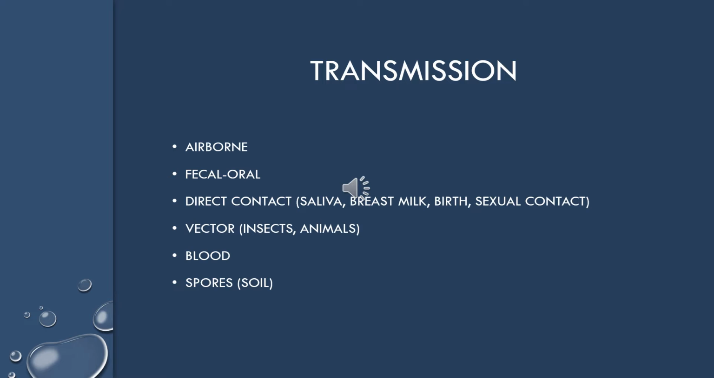We have fecal-oral, we have direct contact, whether it's saliva, breast milk, through birth, sexual contact. You have vector, which are like your insects, like mosquitoes and ticks. Blood. Blood transmission can occur through transfusions, which we always associate with that, but we can also get it through contaminated needle sticks. Hence is the reason we tell you not to recap or use the one-scoop method. That's why things go into the Sharps container.